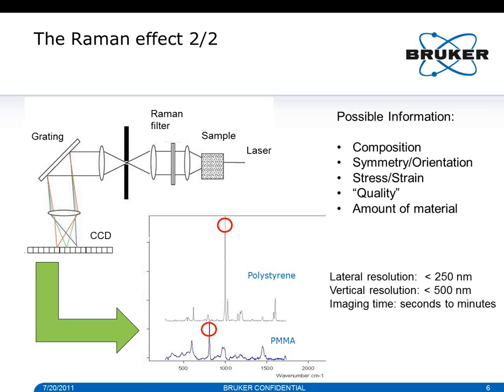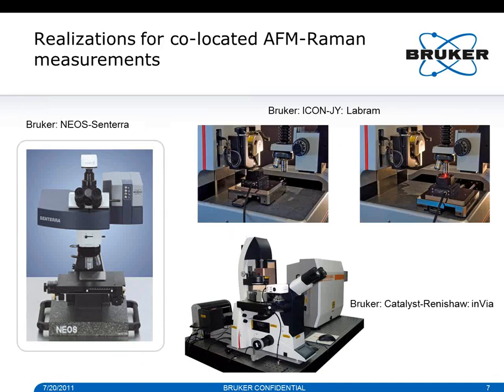Again, just reiterating the point that it's a quite nice fit. So when you want to do co-localized measurements, you basically have two choices. Choice number one is you can build a combined instrument. And I have a couple of examples here.